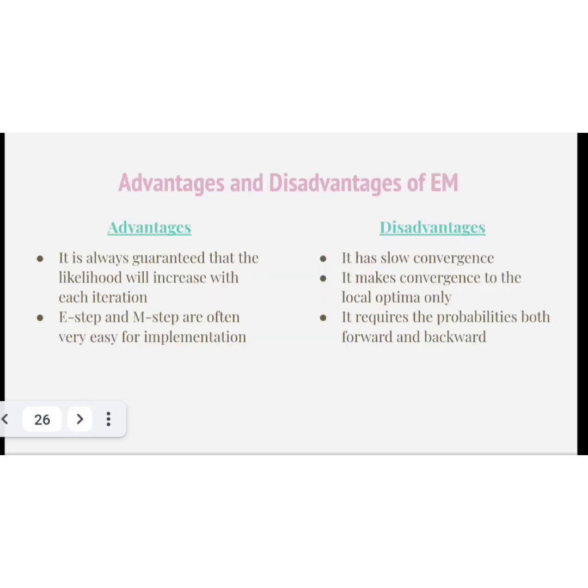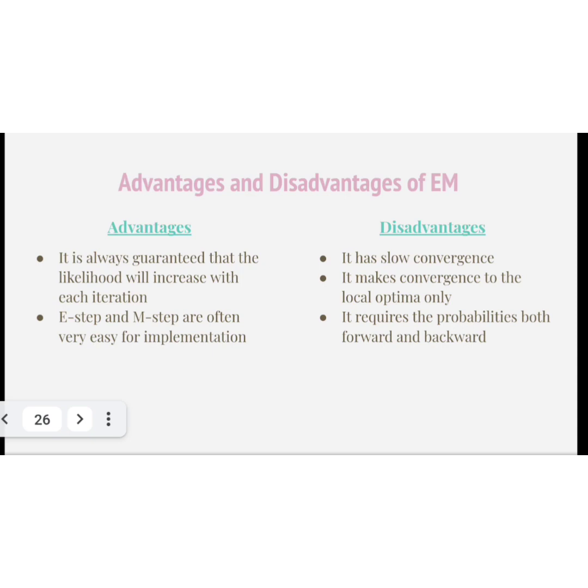Now this is the procedure of expectation maximization. Now coming to the advantages and disadvantages of EM. Firstly, advantages. It's always guaranteed that likelihood will increase with each iteration. That means there is always an improvement that is guaranteed after each iteration. So that's guaranteed. And also, the E step and M step are always very easy to implement. So these are the two advantages of EM.